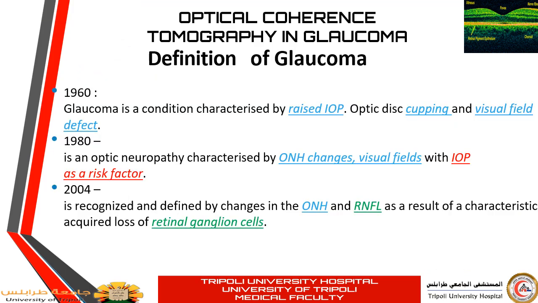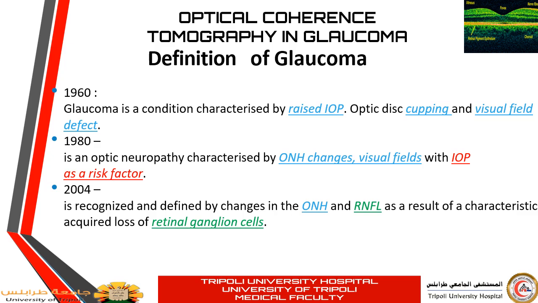We will go through the chronological sequence of how the definition of glaucoma has changed over time. Because of the advancement in the early diagnosis of glaucoma, now there are different terminologies included in the definition of glaucoma. In the 1960s, glaucoma was just defined as raised intraocular pressure with optic disc cupping and visual field defect.